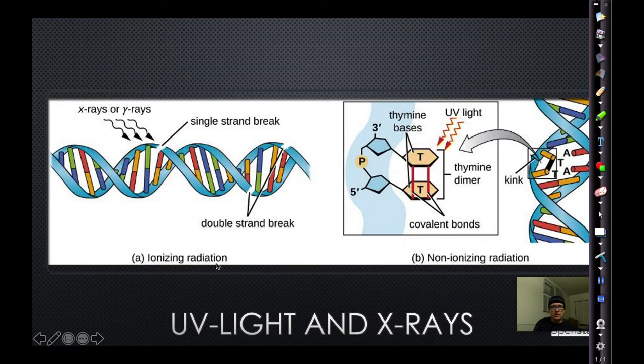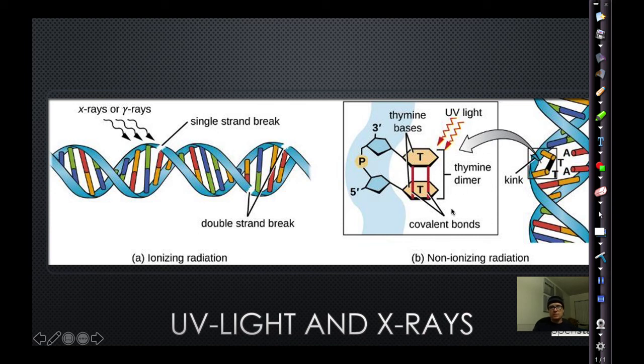X-rays and UV light. So X-rays break DNA. UV light, which obviously breaking DNA is bad, UV light causes adjacent thymines on the same strand to form covalent bonds. We call that a thymine dimer. So UV light hits these adjacent T's on the same strand of DNA, and that causes them to form a covalent bond. We call that a thymine dimer.